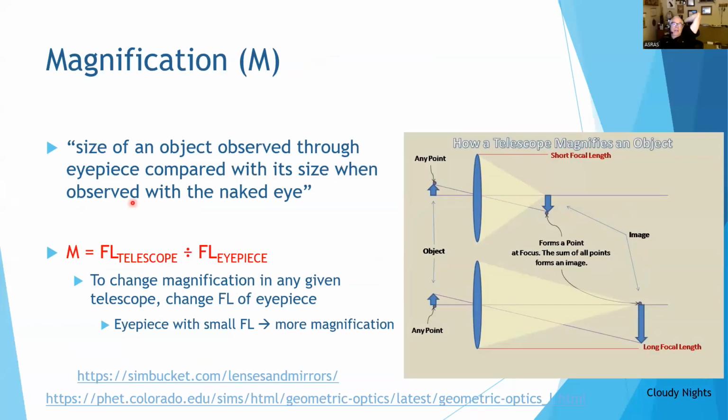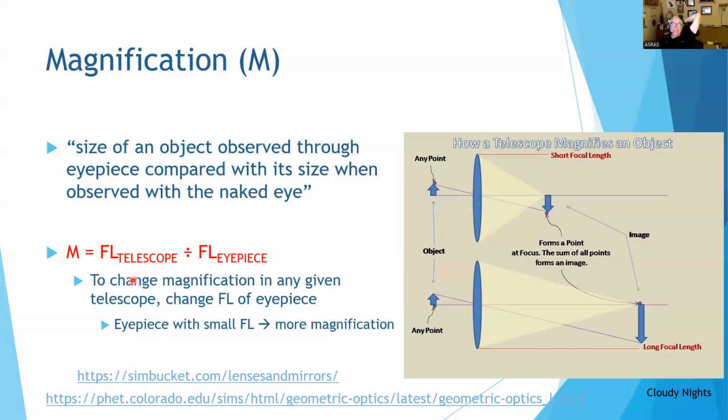Magnification is defined as the size of an object observed through the eyepiece compared with its size when observed with the naked eye. So in the diagram here, this is the object, and this is the object at its focal point where it would be visible. And you'll see here that it can differ depending on the focal length. So the long focal length of this telescope allows better magnification than a lower focal length for the same object. I'm going to show you that in a second.